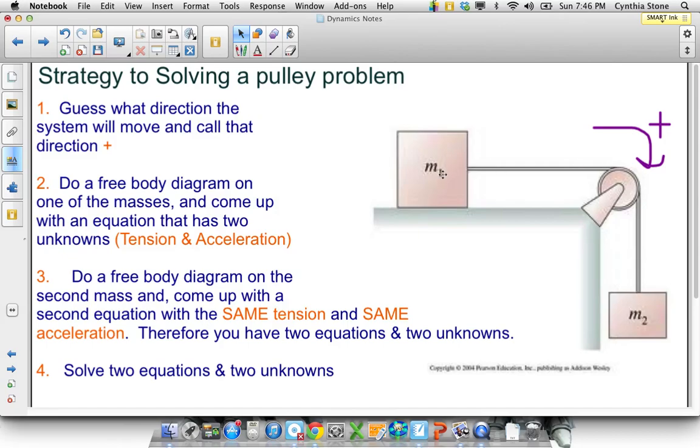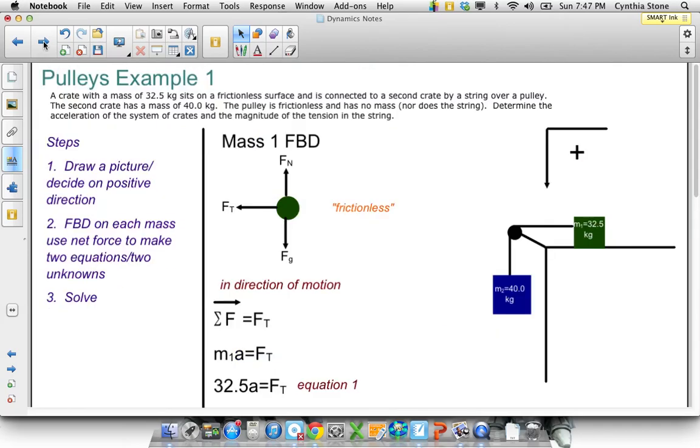Well, if you look over here, same thing. This one, you end up with a free body diagram where you don't know the acceleration and you don't know the tension, but the acceleration is the same for both, and the tension is the same for both. Therefore, you end up with two equations, two unknowns. And that's solving pulley problems, and we're going to do a couple. I have 3 different examples that you could see.